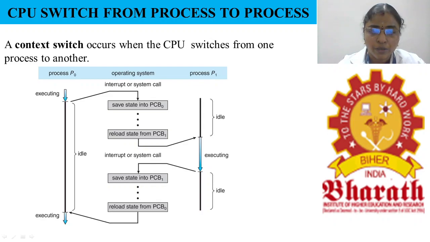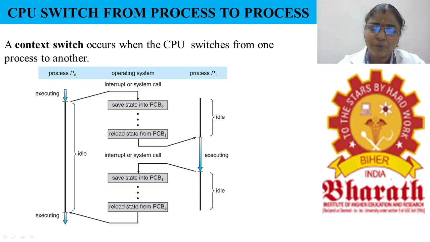Before moving to process 1, the operating system saves the current state of PCB0, the process control block of process 0: what details are available, what the current state is, what the temporary data are, everything is saved in PCB0. Afterwards, it reloads the state from PCB1: what is the starting address of the next process, what is the process identifier, what instructions are available. Everything is reloaded from PCB1. Then the CPU starts execution of process 1.